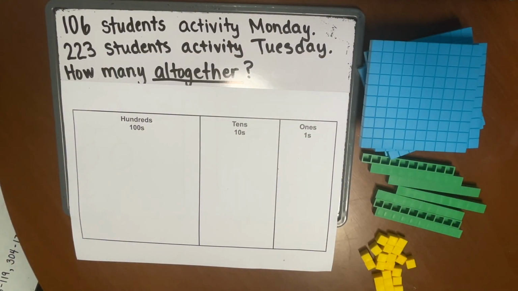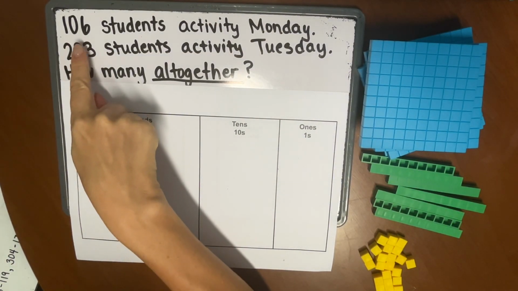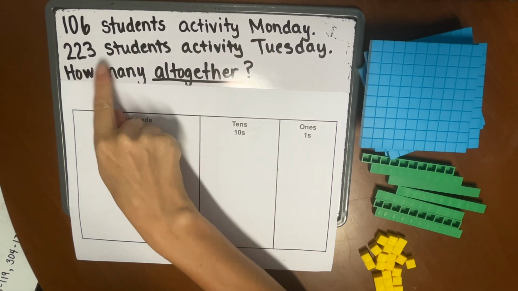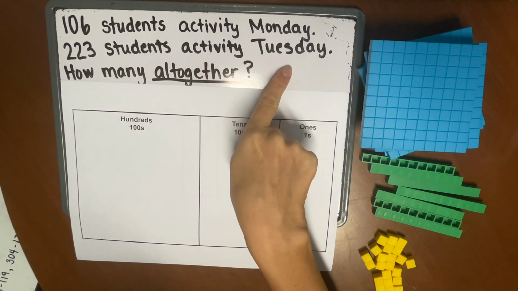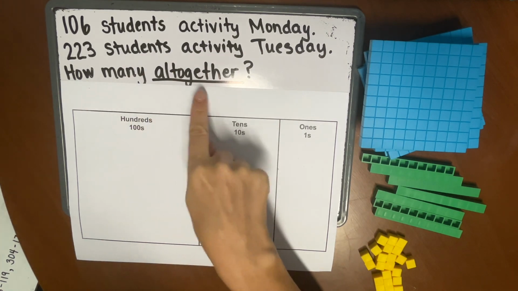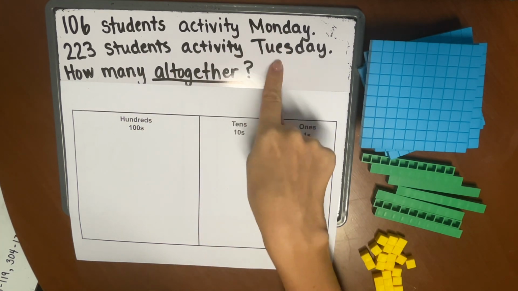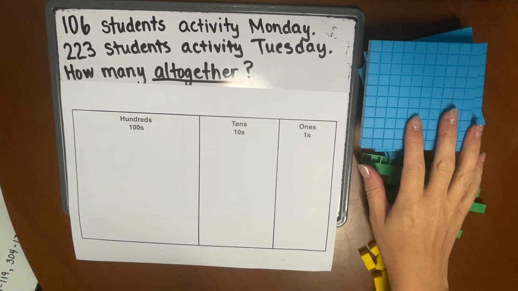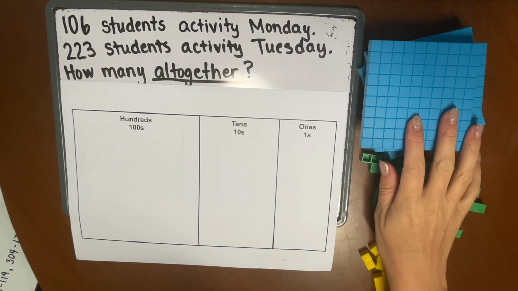Let's try another one. 106 students have an activity on Monday. 223 students have an activity on Tuesday. How many altogether have an activity on Monday and Tuesday? Use your place value chart and base 10 blocks to build this problem. Pause the video now and give it a go.